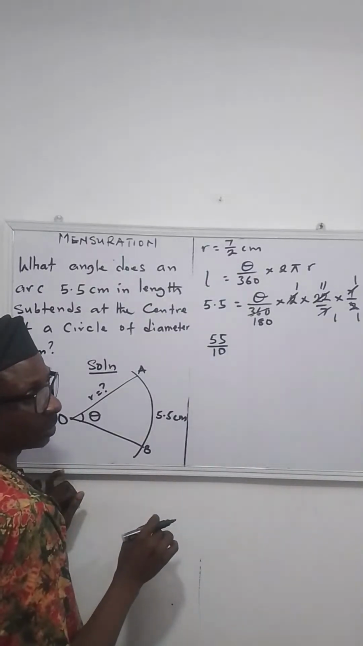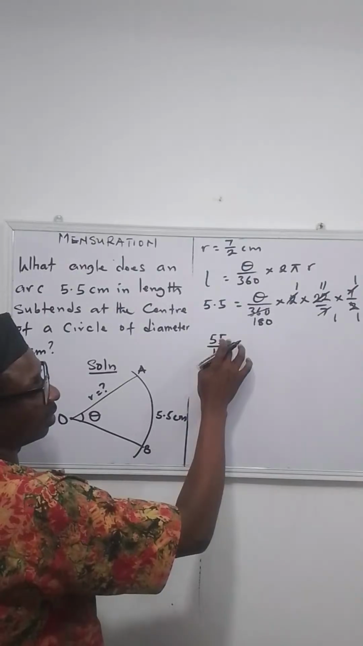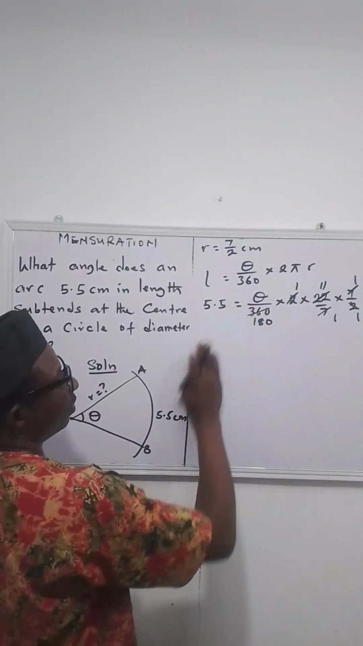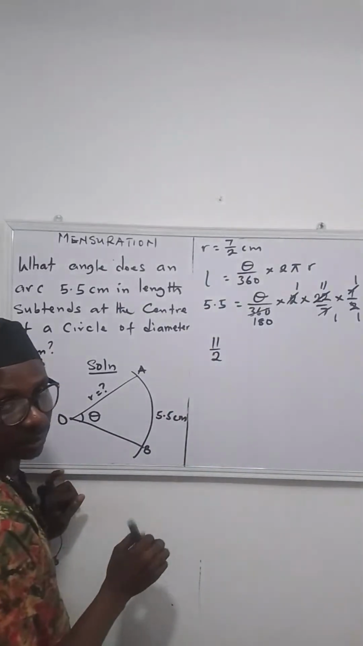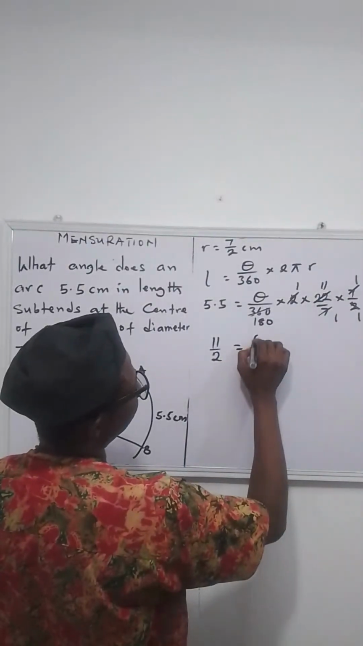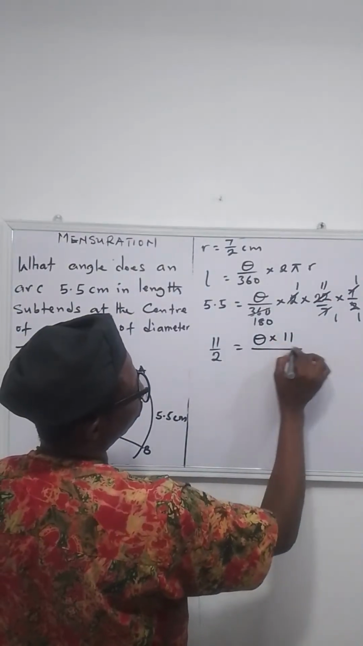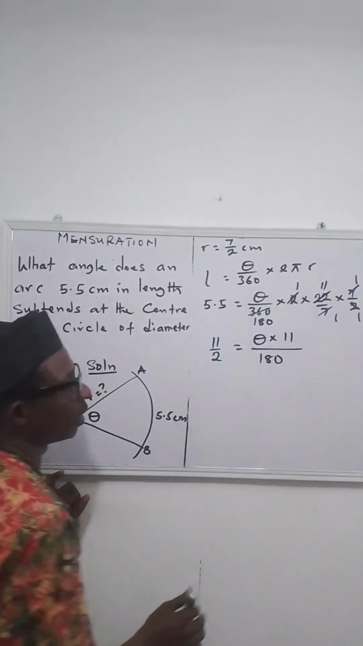And that is the same thing as what? When you divide this by 5, you have 11. Divide this by 5, you have 2. So I can simply write 11 over 2. That's the same thing as 5.5 equals, now we have theta times 11 over 180 times 1 times 1. So that's what we have.